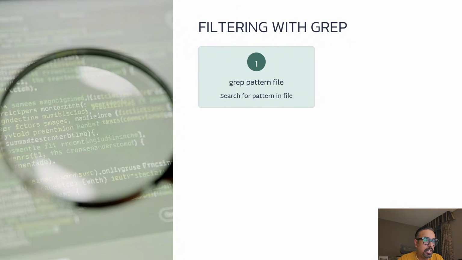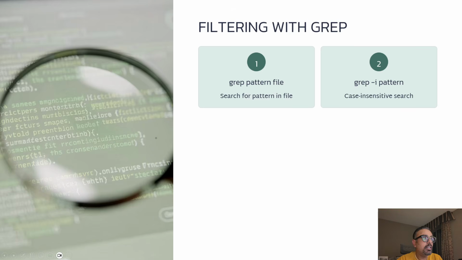So grep -i pattern performs a case insensitive search. The previous search that you saw was case sensitive, and this one ignores the uppercase and lowercase. If you are using grep pattern file directly, by default this is case sensitive.